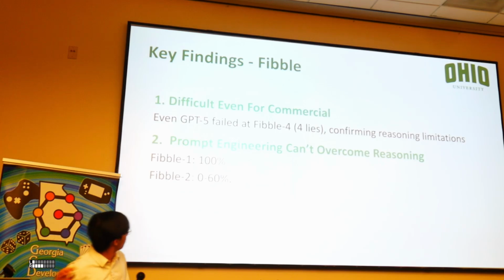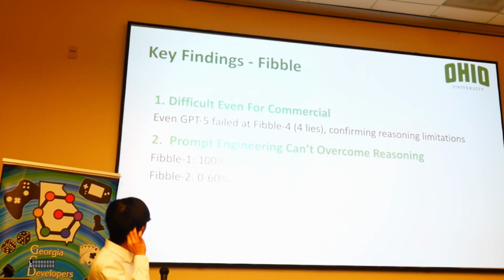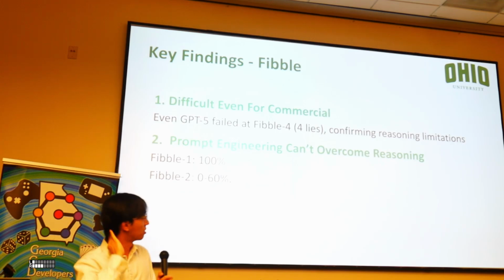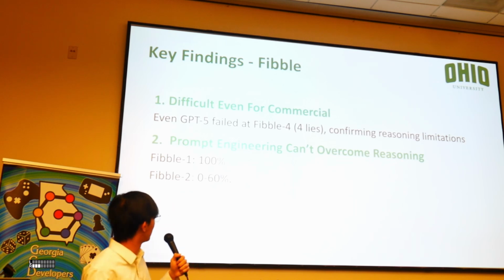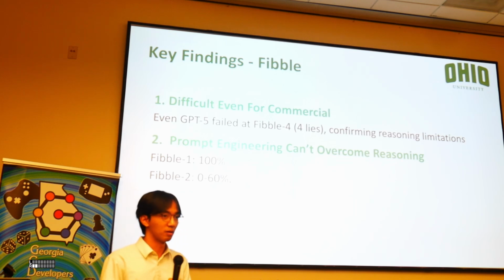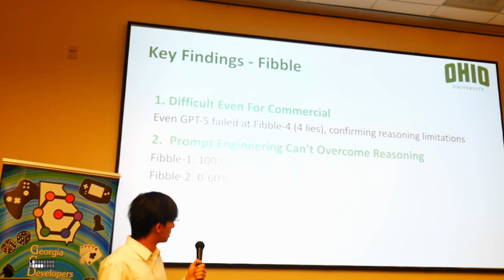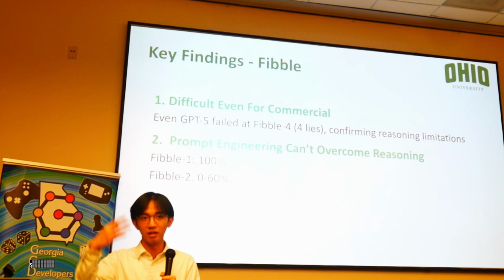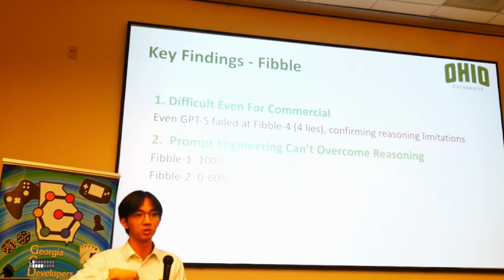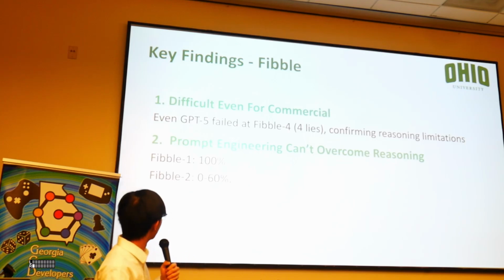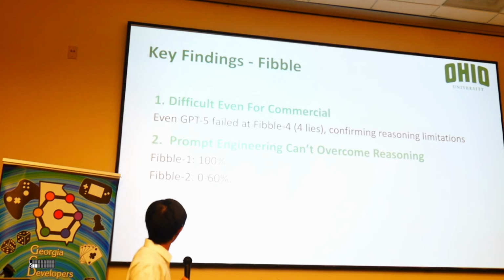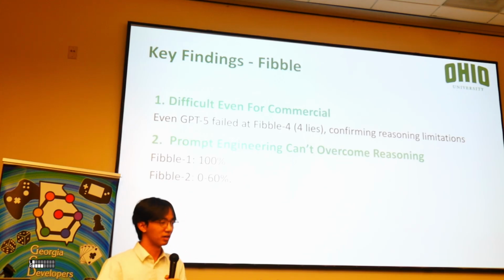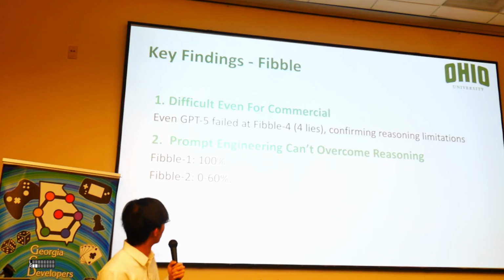For Fibble, on the other hand, even the current flagship commercial models fail at the higher levels. We believe this is because of the exponential search space that increases as you make more guesses, and also as more lies are introduced to the game. And even prompt engineering, like trying to make the prompt better, didn't really improve the model's performance.